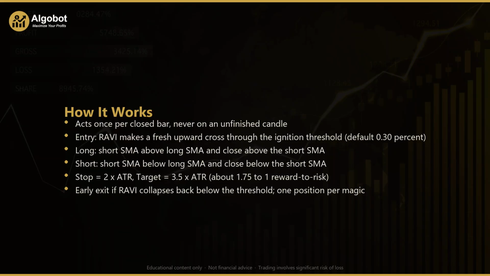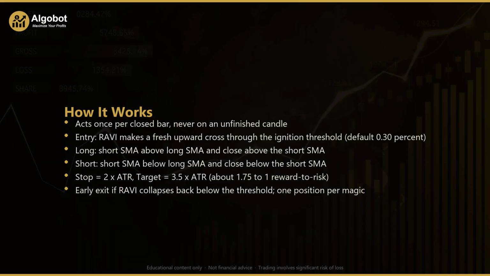Let's walk through the mechanics step by step. The expert advisor works on closed bars only. It checks its rules once per newly completed candle, so it isn't reacting to every flicker of an unfinished bar. On each new bar, it calculates RAVI two ways: the current value on the bar that just closed and the value on the bar before that. Comparing those two is how it detects a fresh cross.